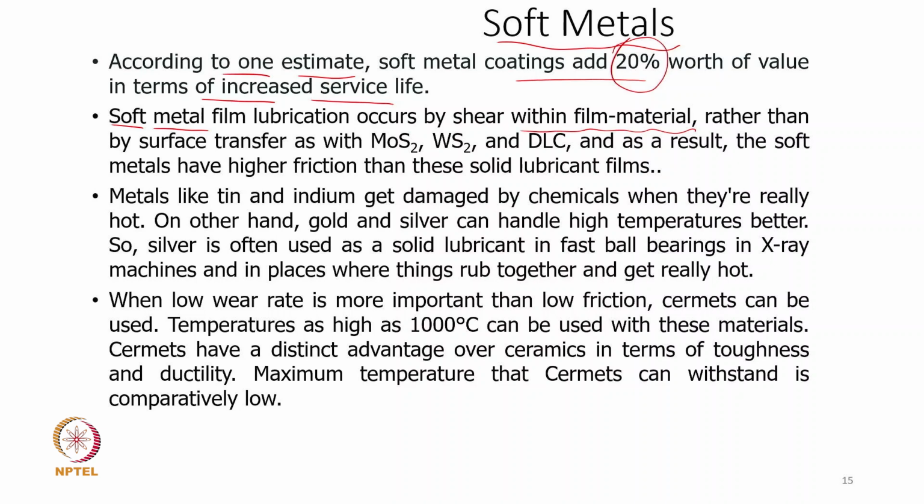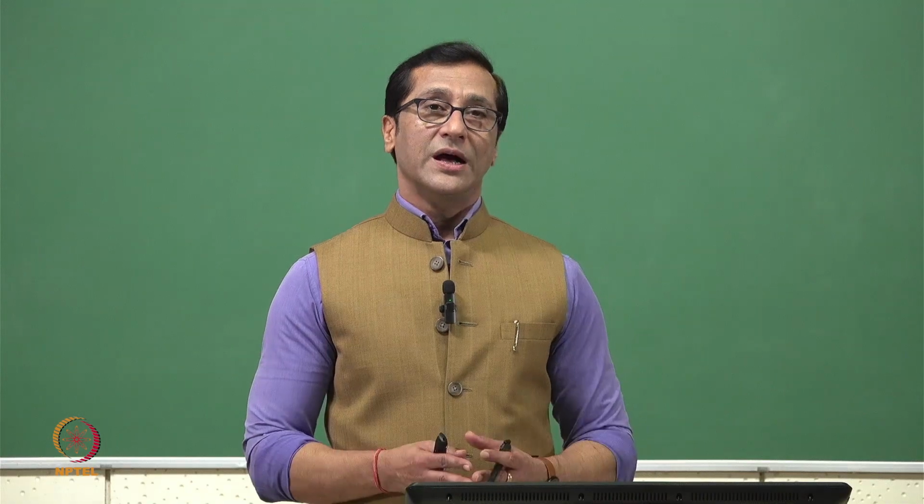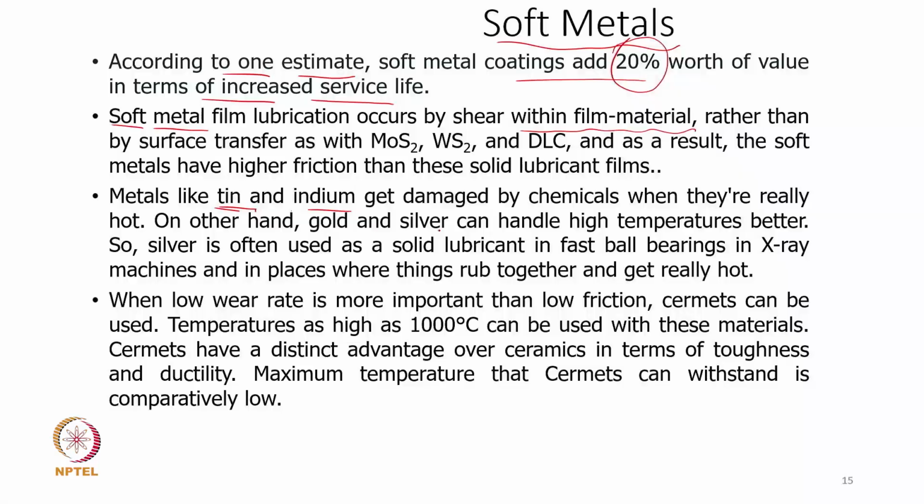However, they work with low shear stress, so the coefficient of friction will be on the higher side. Some materials like tin and indium get damaged by chemicals, so we need to see which materials will get damaged. That's why these days people are using more silver and gold. If you look at the number of electronic devices, they use silver and gold as one of the materials. So that's very important.